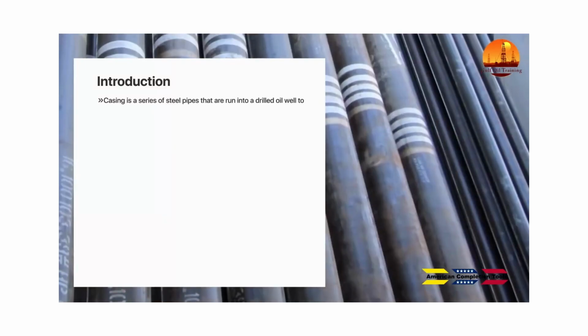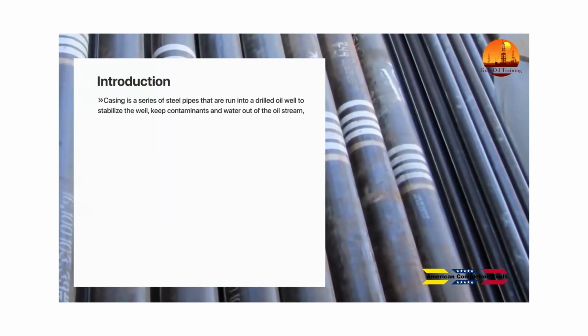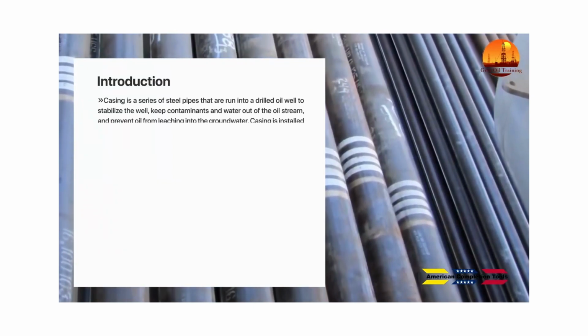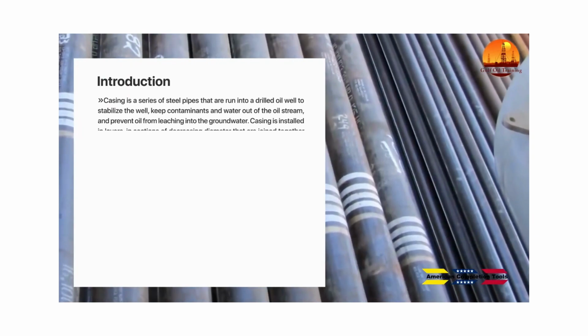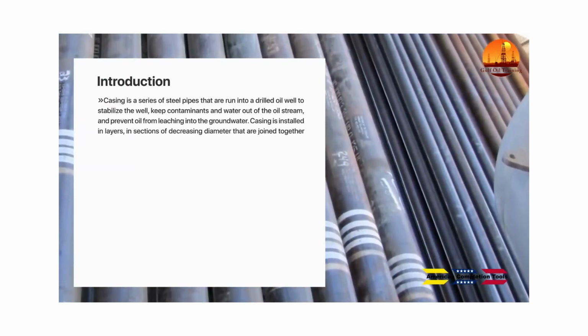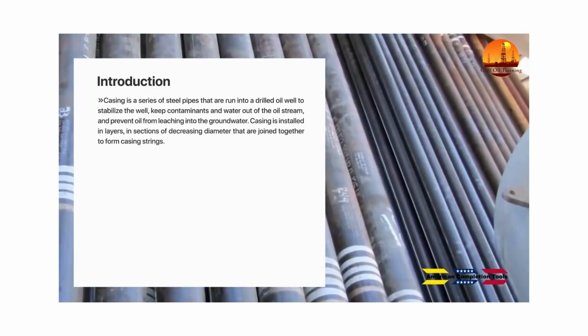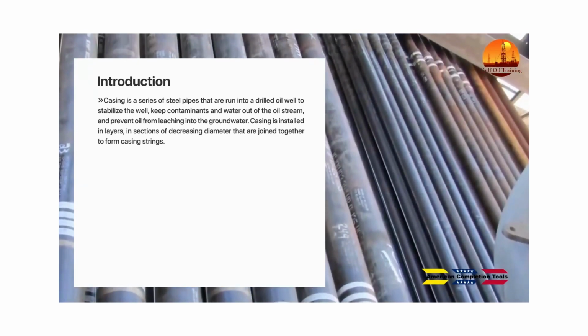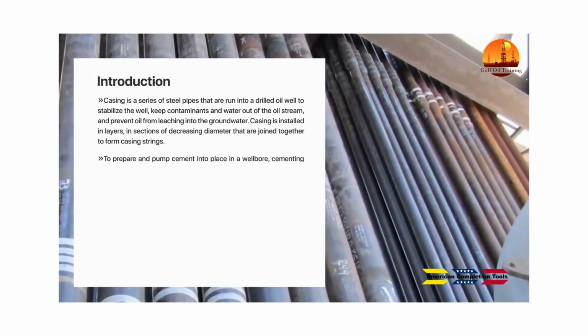Casing is a series of steel pipes that are run into a drilled oil well to stabilize the well, keep contaminants and water out of the oil stream, and prevent oil from leaching into the groundwater. Casing is installed in layers, in sections of decreasing diameter that are joined together to form casing strings.